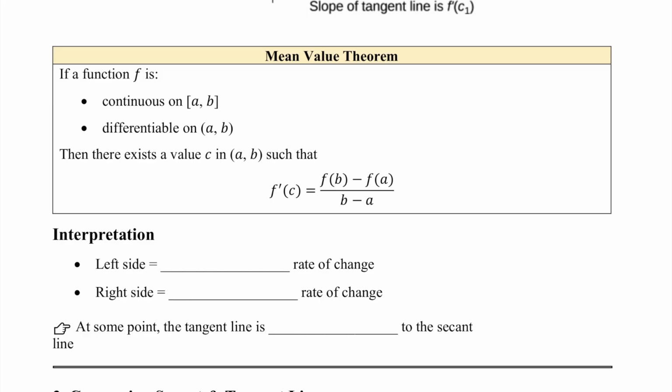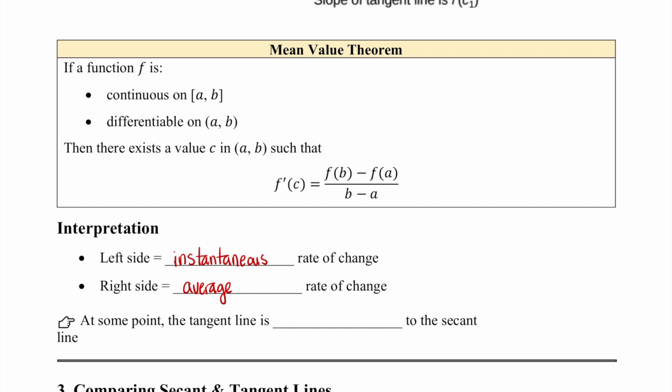If a function f is continuous on a closed interval from A to B and differentiable on an open interval from A to B, then there exists a value C in between A and B such that f prime of C equals f of B minus f of A over B minus A. The left side, f prime of C, is the instantaneous rate of change. The right side, f of B minus f of A over B minus A, is the average rate of change.